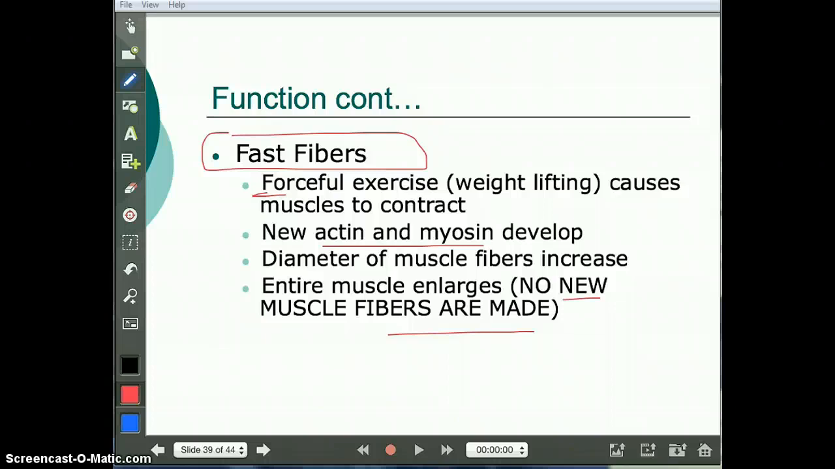You have the same amount of muscle, but the amount of actin and myosin inside the myofibril, those proteins can increase. If those proteins increase, it's like filling up a water balloon. You still have the same amount of balloons, but you can add more water to it. So it increases the diameter, which makes the muscles look bigger or larger.